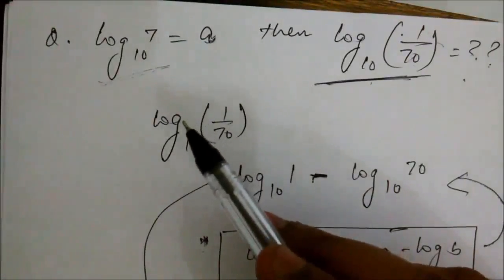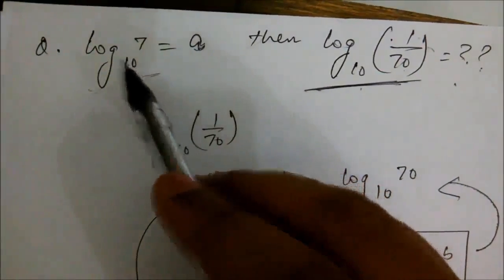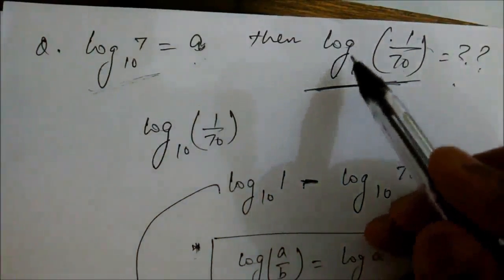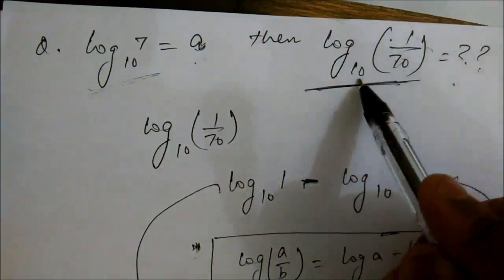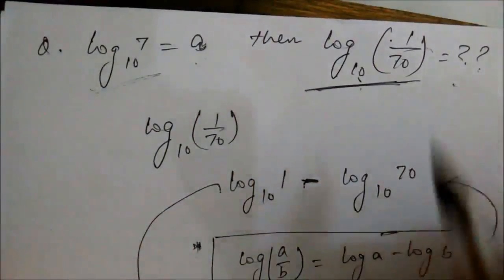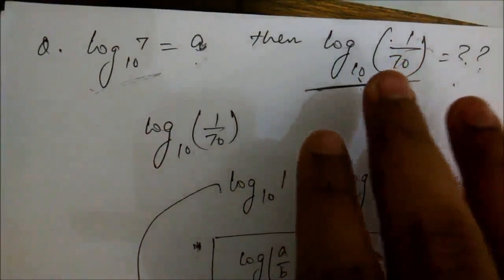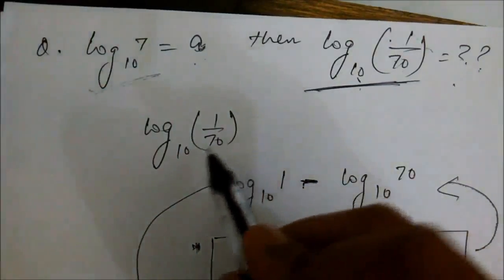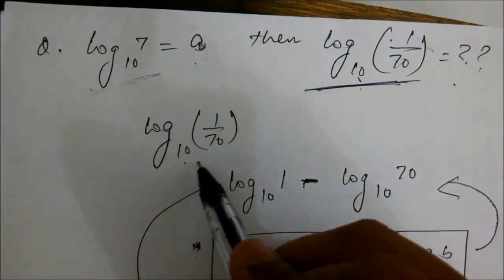Okay, this is the third question that we are solving. The question here is log 7 to the base 10 is given as a, and we need to compute the value for log 1 by 70 to the base 10. In this type of question, we mainly focus on the right hand side, or the value that we need to find. So let's write this: log 1 by 70 to the base 10.